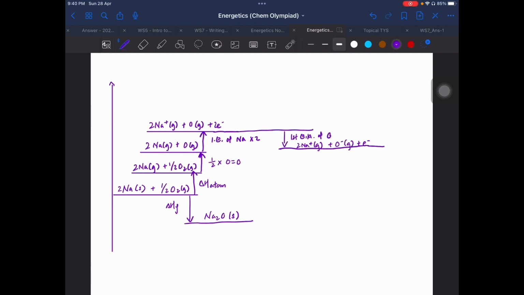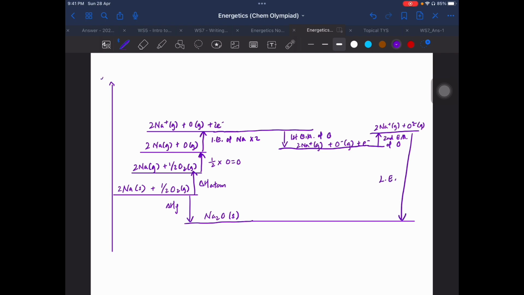Then I have my second EA. Second EA is usually endothermic because energy is required to overcome the attraction. So let's say I reach here, then I will end up with 2 Na plus gas plus O2 minus gas. Right, so now the electron has been taken in by the oxygen ions already. So taken together, what this means is that from the gaseous ions all the way to form the compound, this is actually what I call my lattice energy, right?